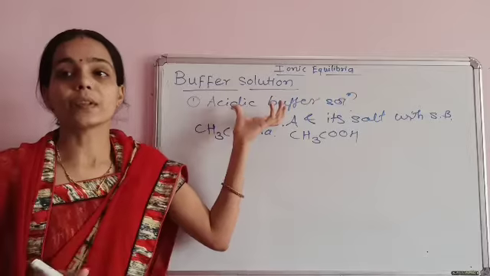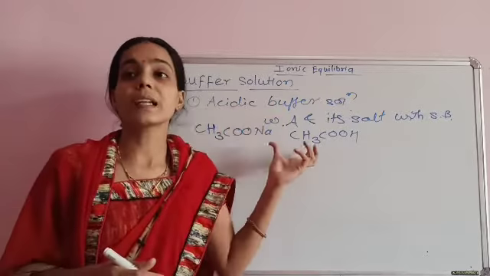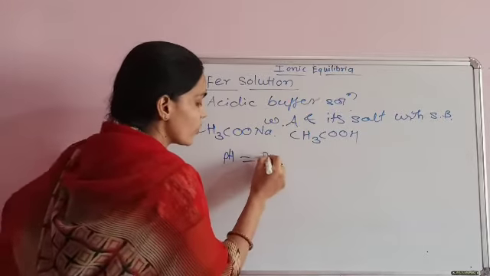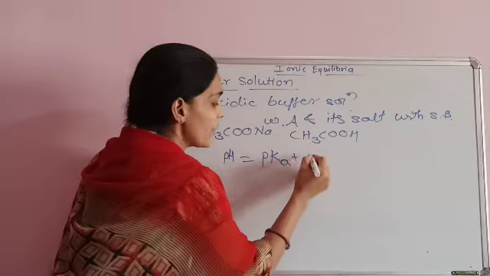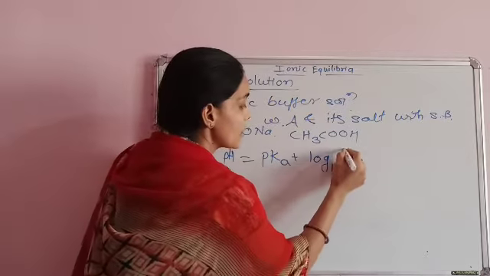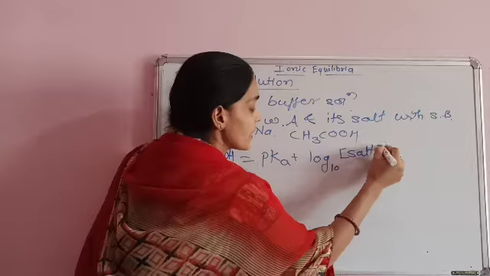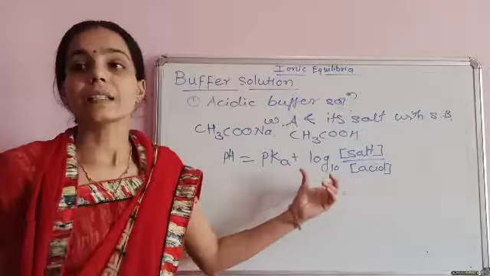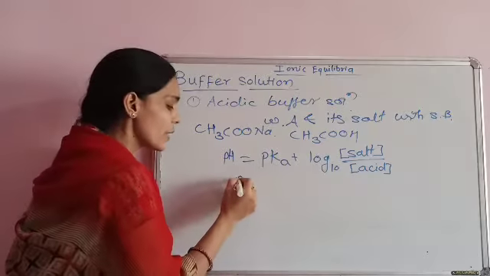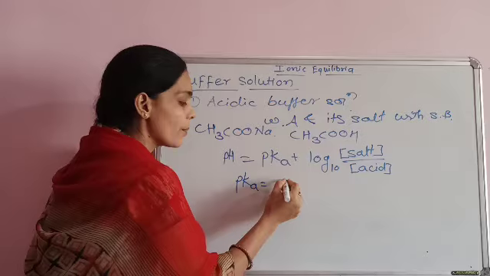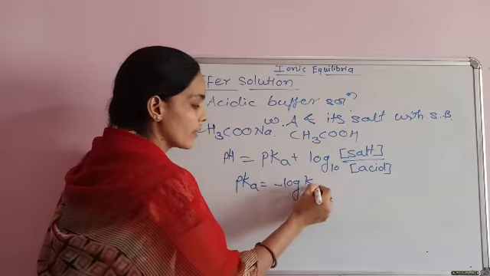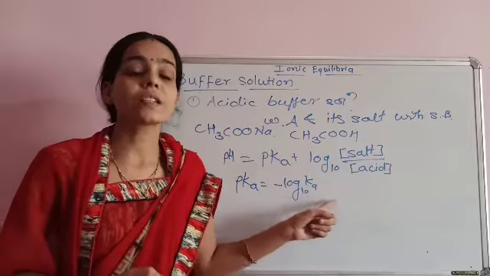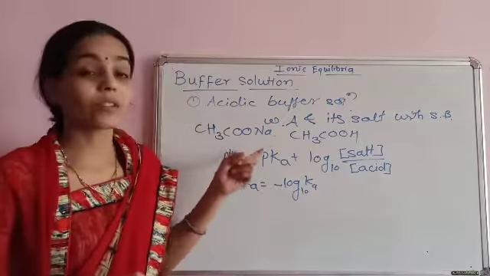an acidic buffer solution. The pH of an acidic buffer is given by the equation pH is equal to pKa plus log base 10 of the concentration of the salt divided by the concentration of the acid, where pKa is equal to minus log Ka. You know, Ka is the dissociation constant of the acid according to Ostwald dilution law.